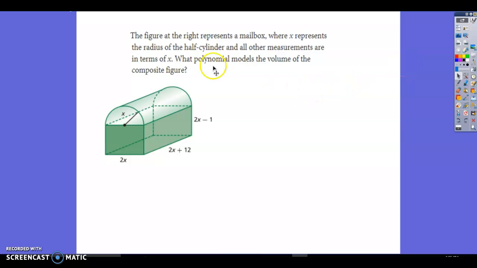All right, let's look at one more problem. The figure at the right represents a mailbox where x represents the radius of the half cylinder and all other measurements are in terms of x. What polynomial models the volume of the composite figure?